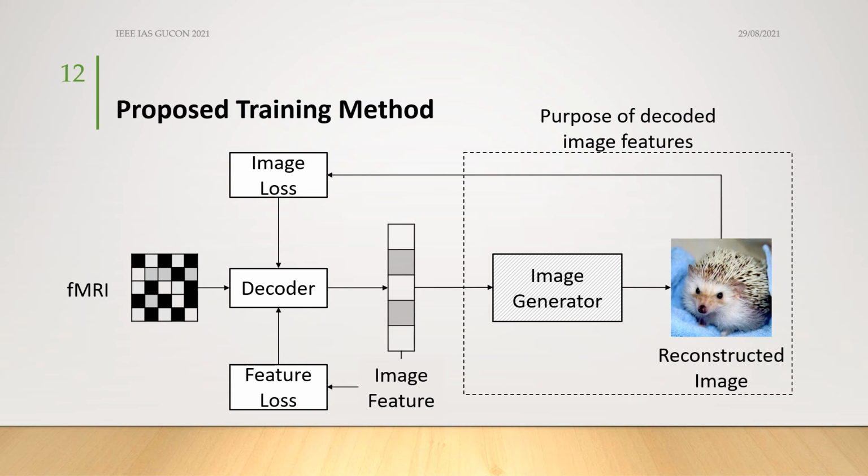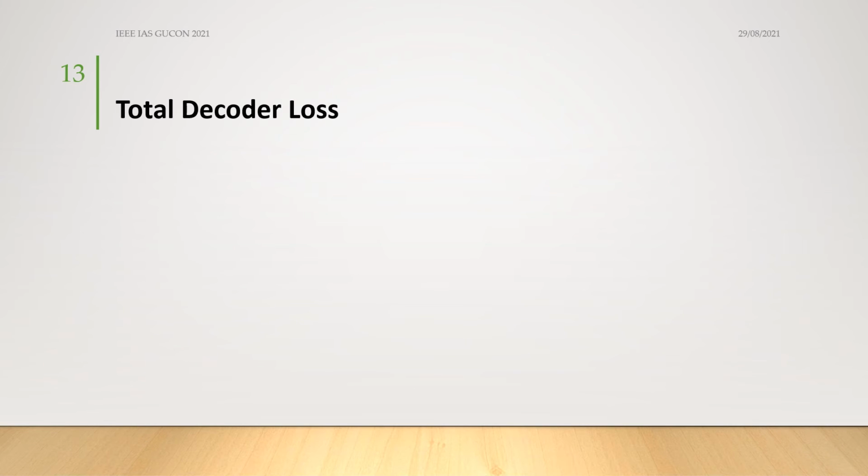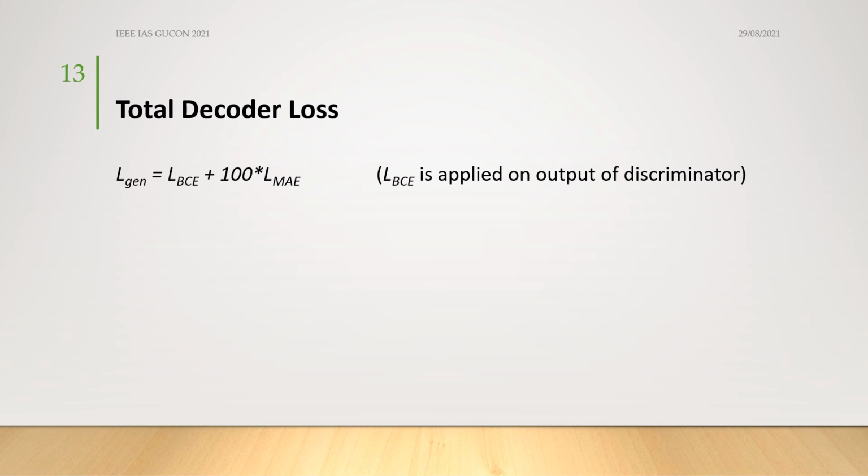Now, for understanding what are the losses that go into training the decoder, we term the image loss as L-gen and the feature loss as L-feat. Looking at the image loss, it is a weighted loss of binary cross entropy and mean absolute error. The mean absolute error is calculated with respect to the generated image and the actual image, whereas the binary cross entropy loss is calculated on the output of the discriminator which goes into training the image generator network.